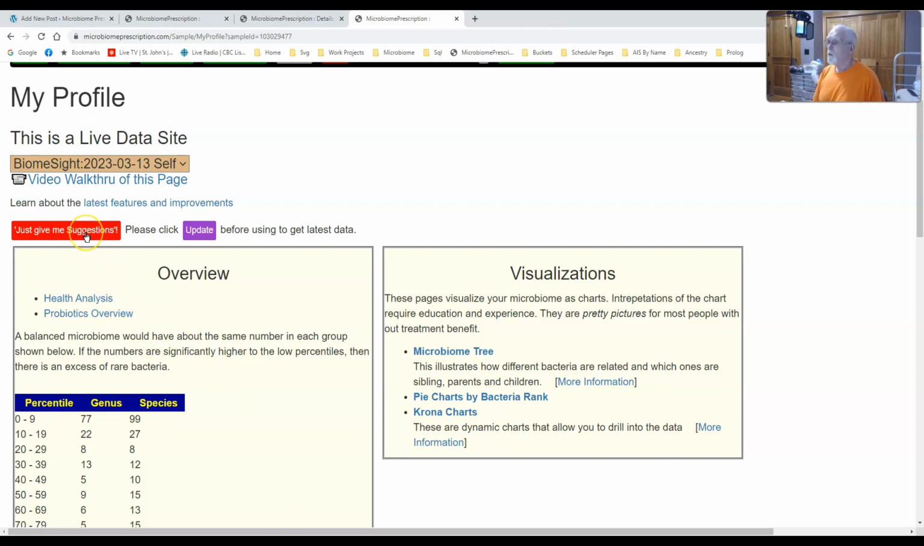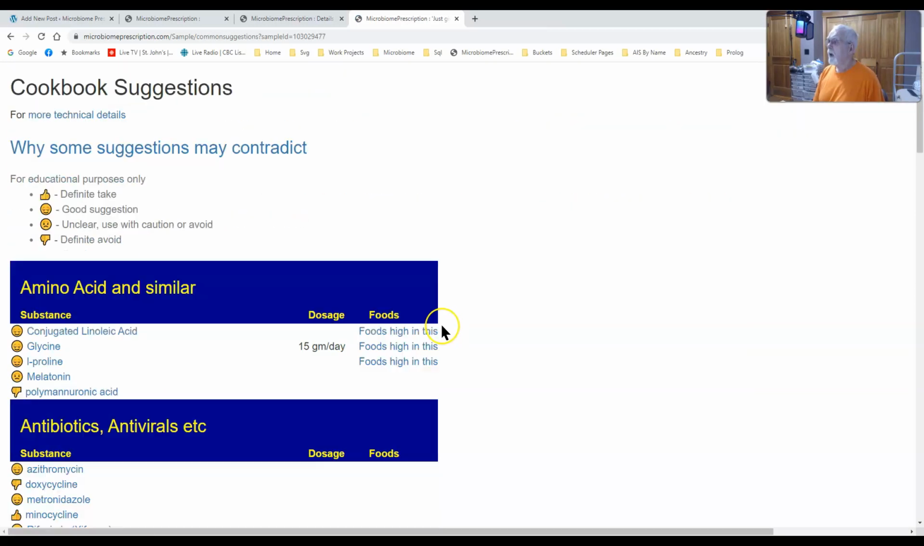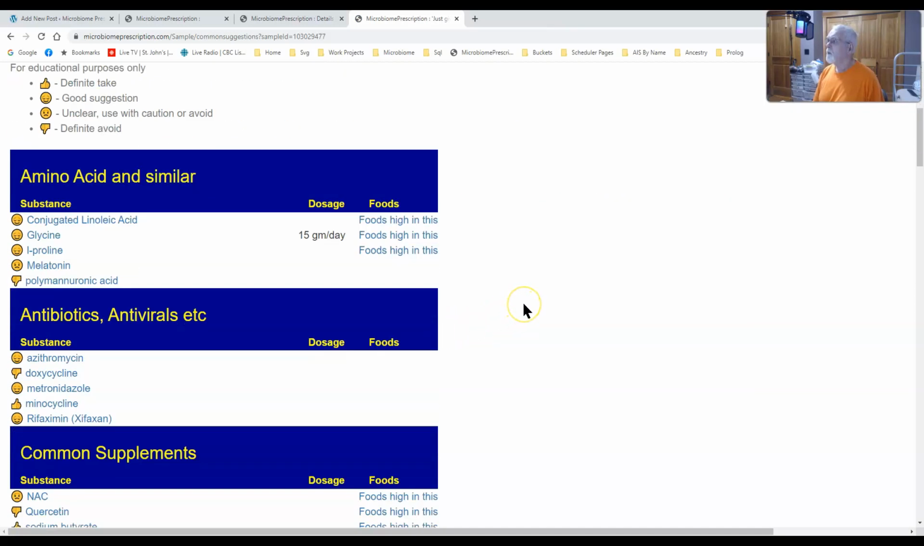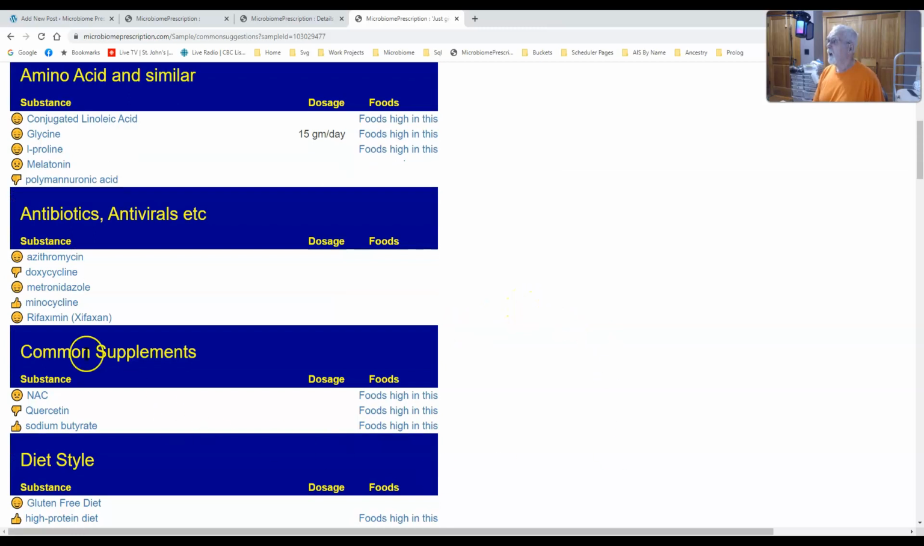So the easiest way right now is just give me a suggestion. It does everything for you in terms of what I would usually do. And give it a second. Yes, I think I clicked it. Yes, I see it there. And then it gives you the suggestions, things not to take. For example, here's a common antibiotic. Don't take it.